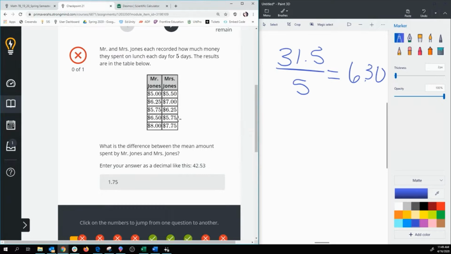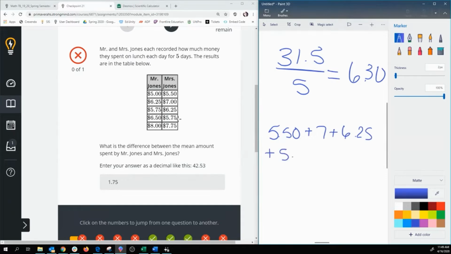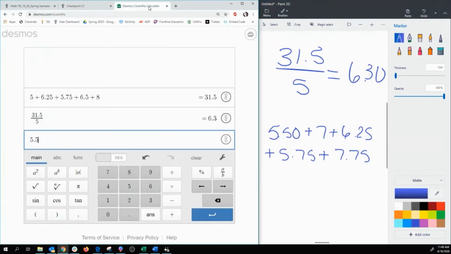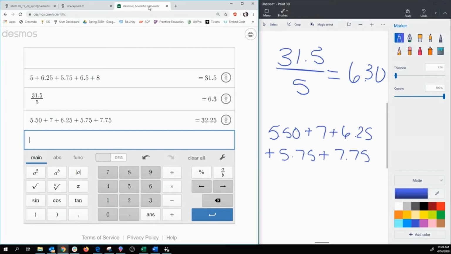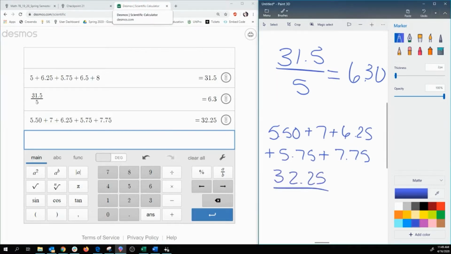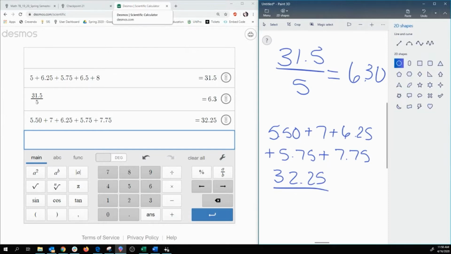So 5.50 plus 7 plus 6.25 plus 5.75 plus 7.75. So if I add up all of these together, I get $32.25. And again, we're going to divide that by 5 because that is how many numbers?